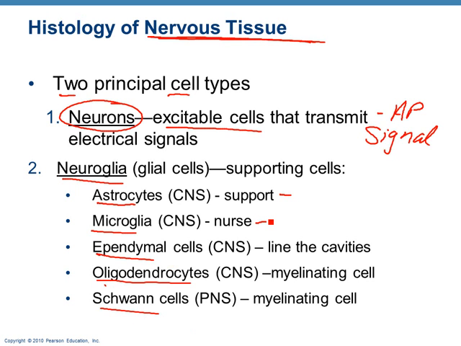The astrocytes are your scaffolding, your support, okay? Your microglia are your nurse cells. Your ependymal cells are lining. They line cavities. I'm going to show you some more information on this, so hang on. Then you have 2 types of cells that make myelin. So let's go to each one of these and I'll talk about them.